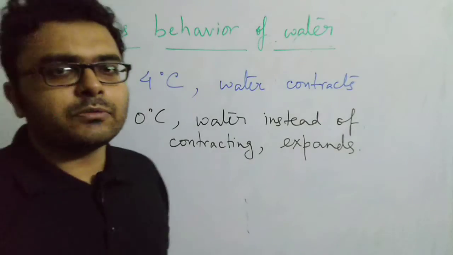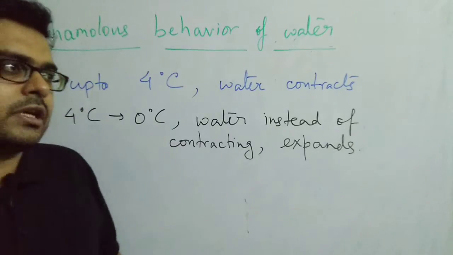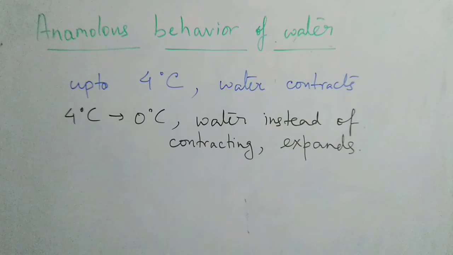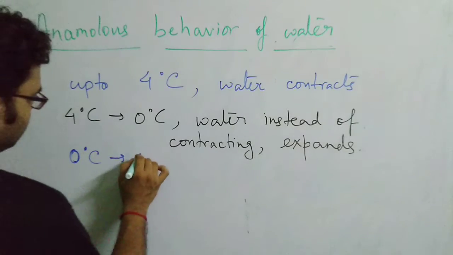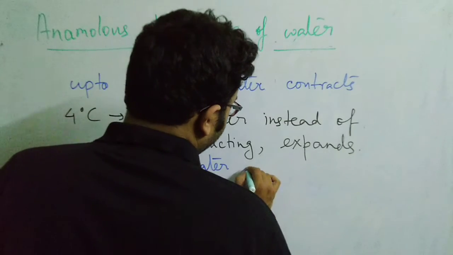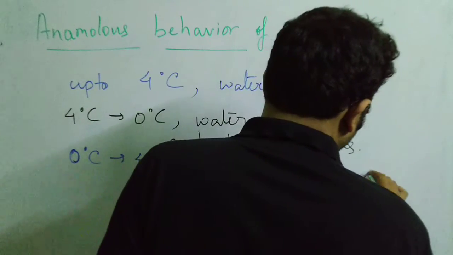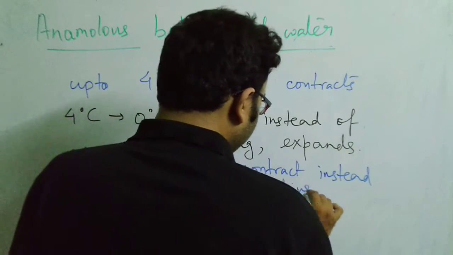At 0 degrees centigrade, water freezes into ice, and after that the normal phenomenon applies: while cooling it contracts, and while heating it expands. On the contrary, when you heat water from 0 degrees centigrade to 4 degrees centigrade, it contracts instead of expanding. So this is the anomalous behavior of water.